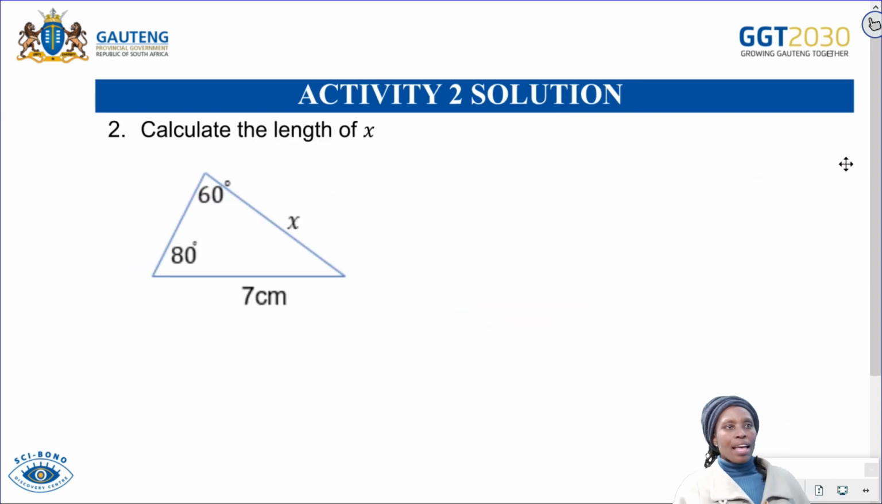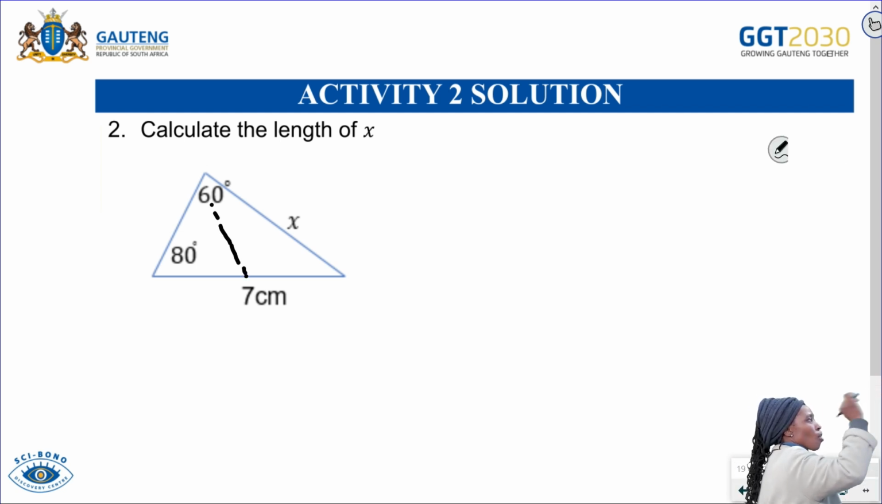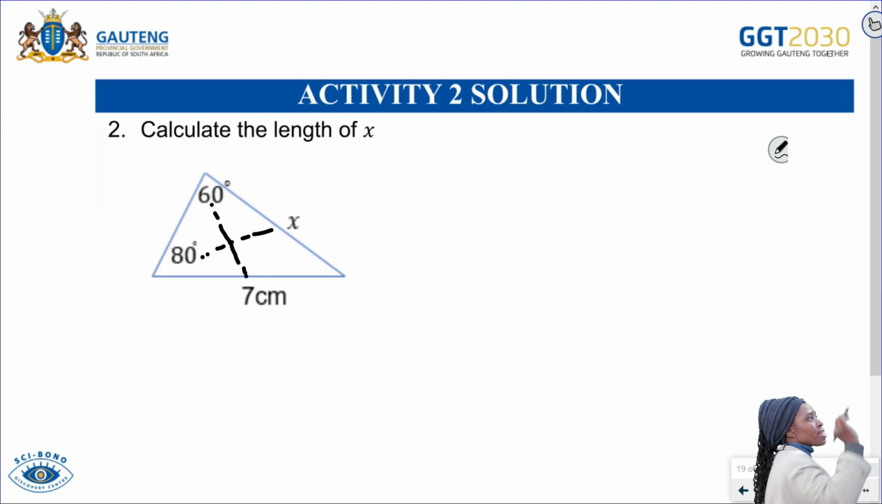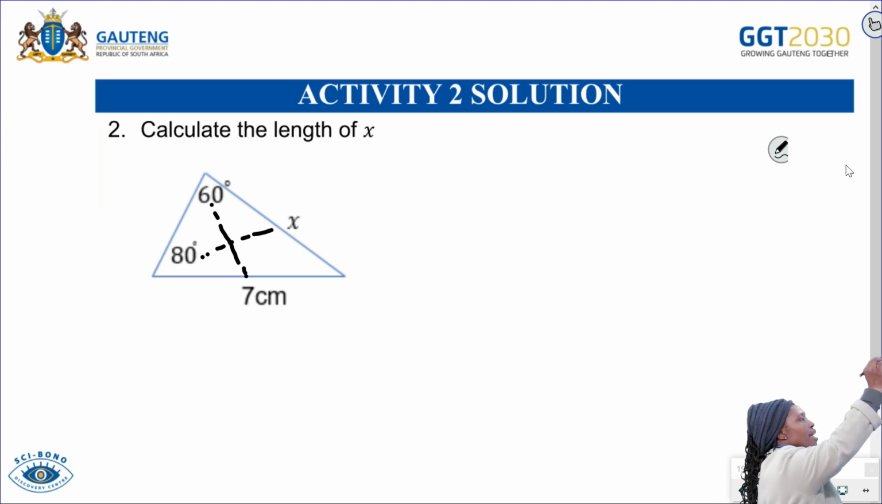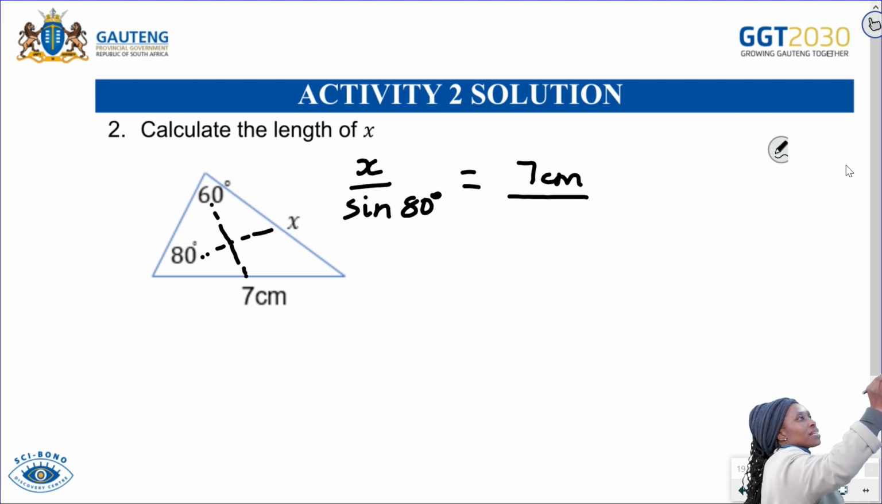Next question. They say calculate the length of x. I have a full set given, which is 60 degrees, going with the side 7 centimeters. I'm given the angle going with the unknown. Again, I am going to use the sine rule, where I will say x over sine 80 equal to 7 centimeters over sine 60.